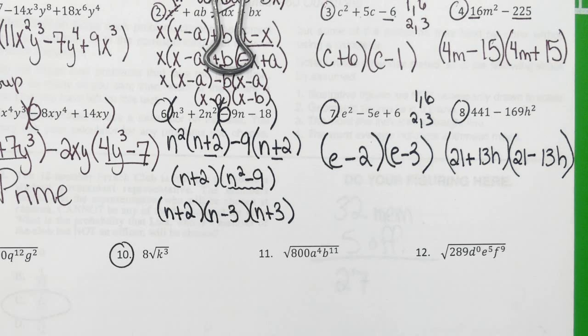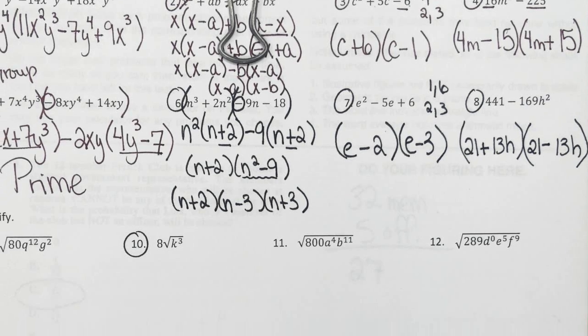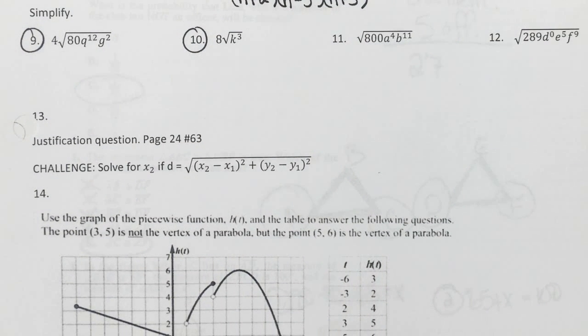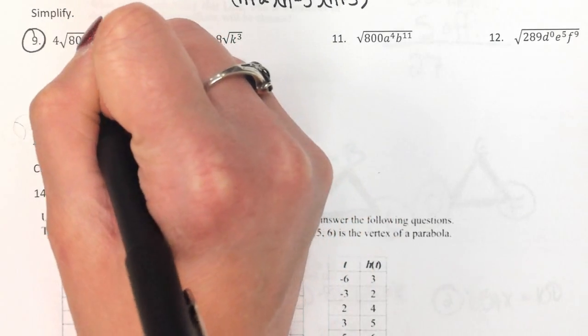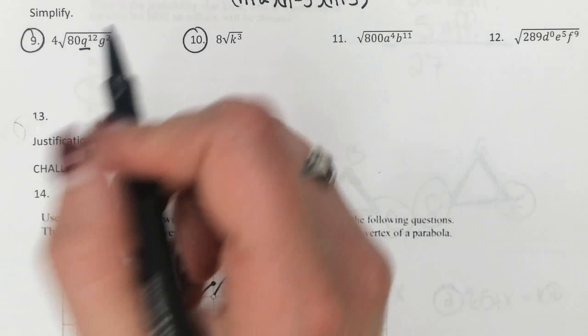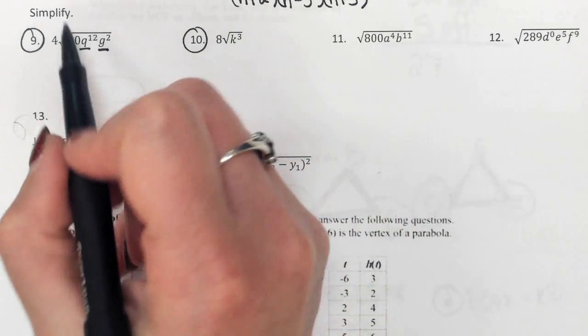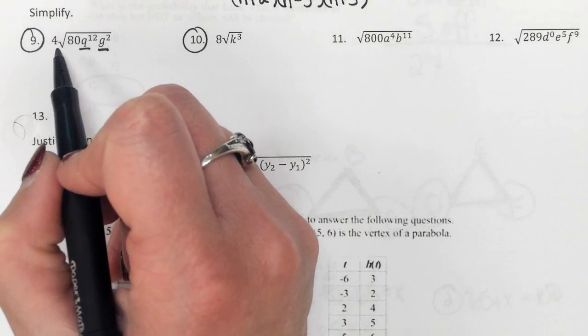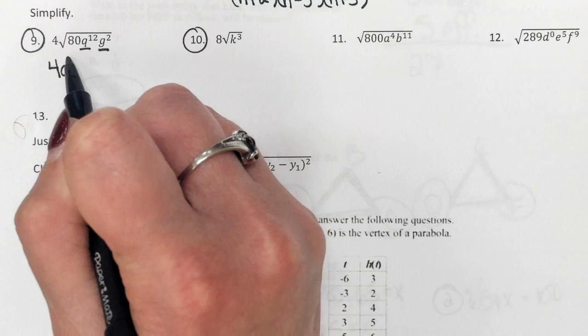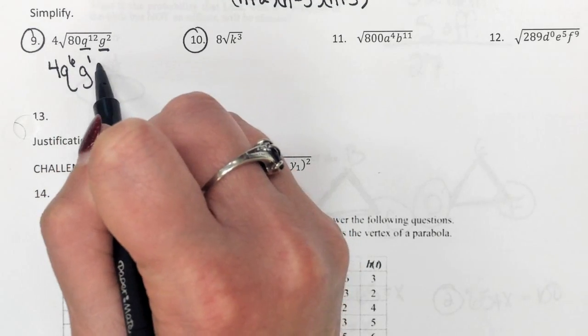Alright, what about number 9? So do you see anything that you could go ahead and take out? Very good. Q to the 6, yeah. What else comes out? G. Very good. Does this 4 have a square root on top of him? No, so he's just going to stay 4. We're just going to keep multiplying him. So this would be 4, Q to the 6, and G to the 1, or just G.